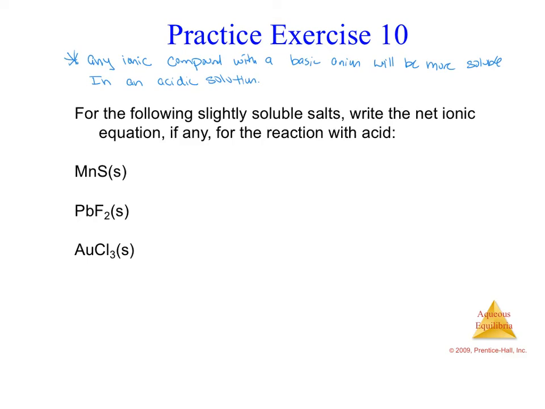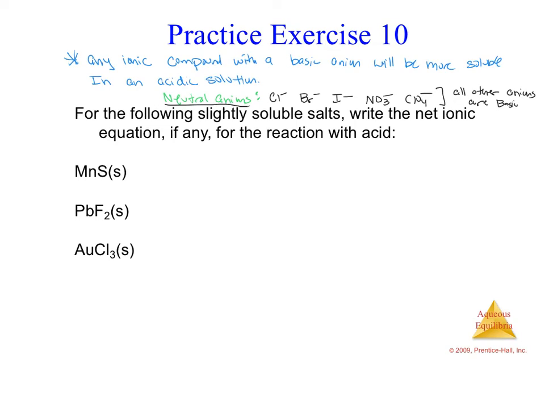So remember, anions are either neutral or basic. Neutral anions are the conjugate base of a strong acid: chloride, bromide, iodide, nitrate, perchlorate. We don't talk about sulfuric acid because the conjugate base is actually acidic because it's a diprotic acid. So all of these anions are neutral, so all other anions, for the most part, are going to be considered basic.